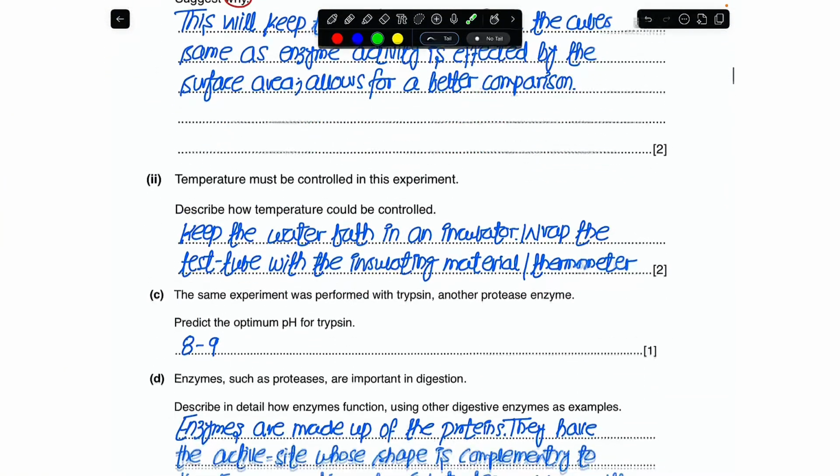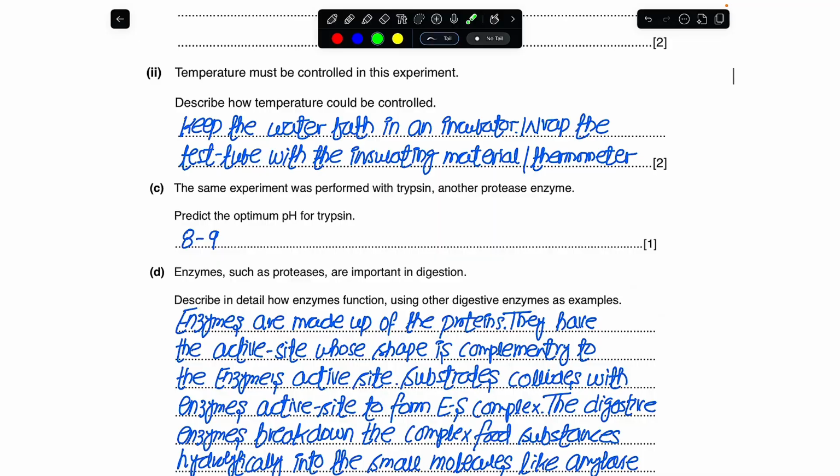For 2 marks, the examiner is saying that the temperature must be controlled in this experiment, and asks you to describe how the temperature could be controlled. We are aware that if the temperature is very low, then the enzymatic activity would be very slow. If the temperature goes very high, the enzymes would be denatured. That is why we are required to control the temperature. But they wanted you to tell them how you would control the temperature.